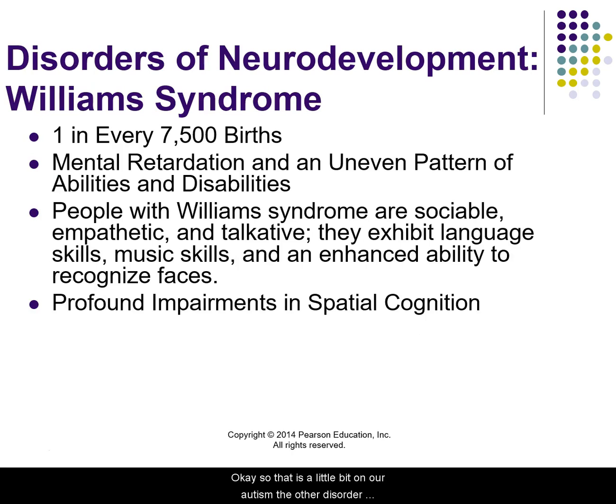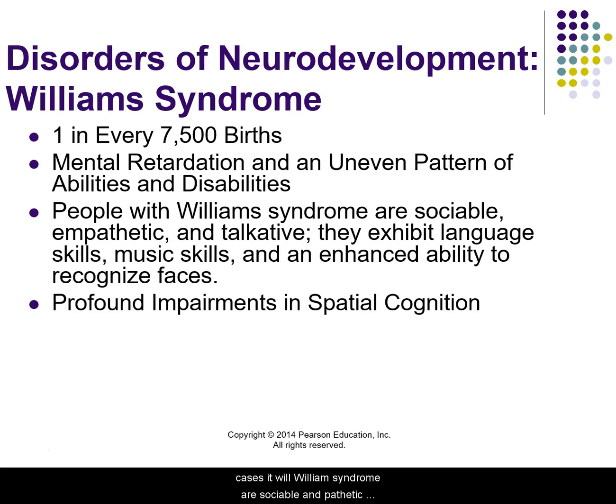The other disorder that I wanted to discuss is Williams syndrome. This is one in every 7,500 births. Extremely rare, much more rare than autism. Mental retardation, an uneven pattern of abilities and disabilities. So these individuals do show mental retardation, so it's not so much on that autism spectrum. These individuals are much more disabled in most cases.